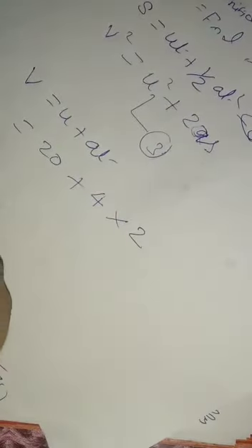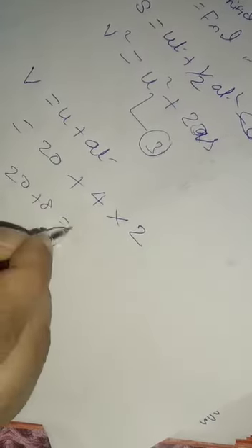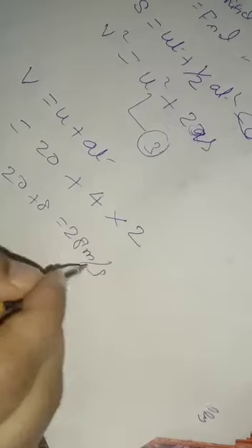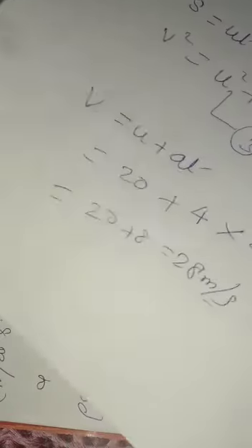So what is U? Initial velocity, which is 20 meters per second. A is the acceleration, 4 meters per second squared, and T is 2. So what is the value? 20 plus 8, that is 28 meters per second, the final velocity after 2 seconds. Initial velocity was only 20. After 2 seconds, the speed increased to 28 meters per second. First question is over. Are you understanding the concept now?